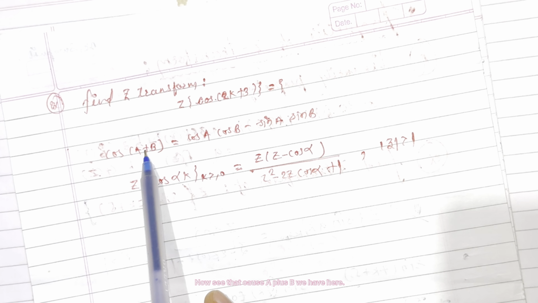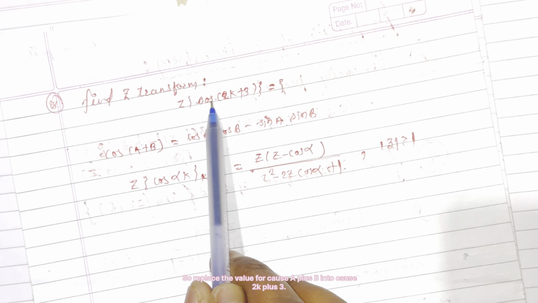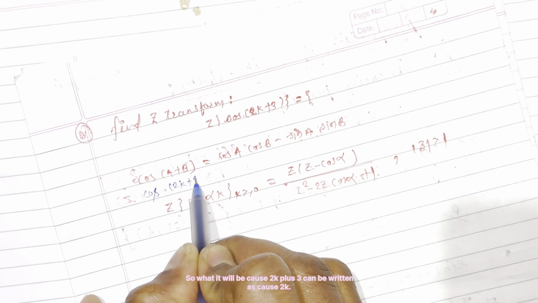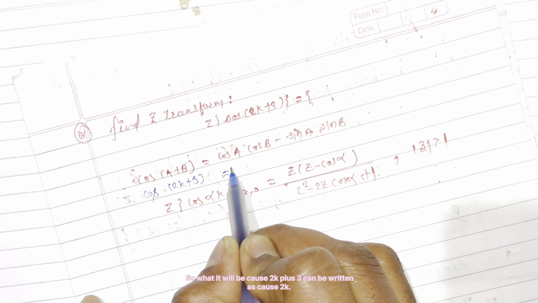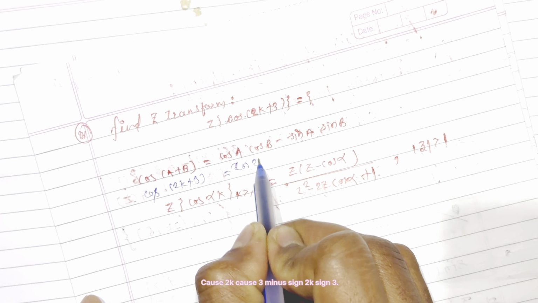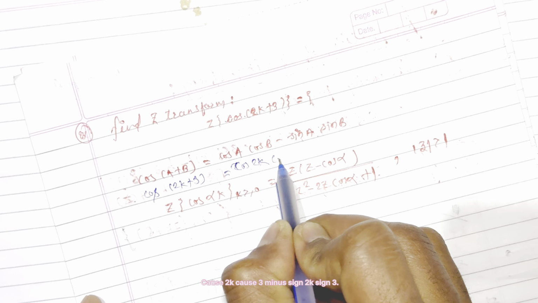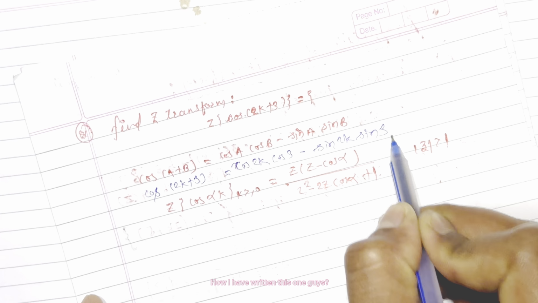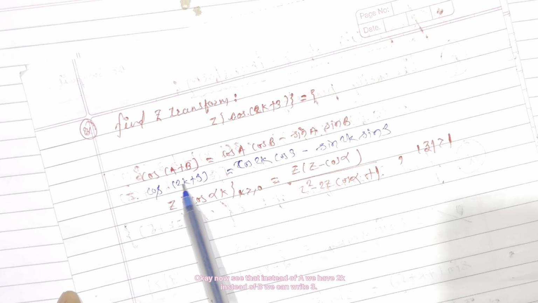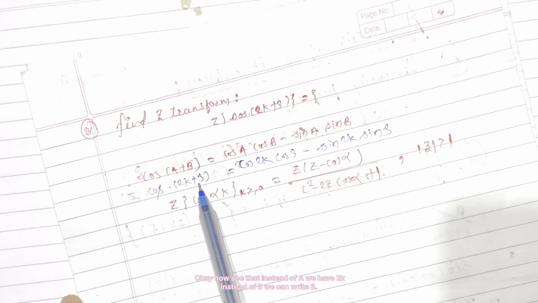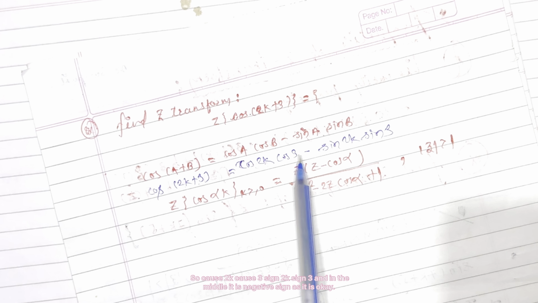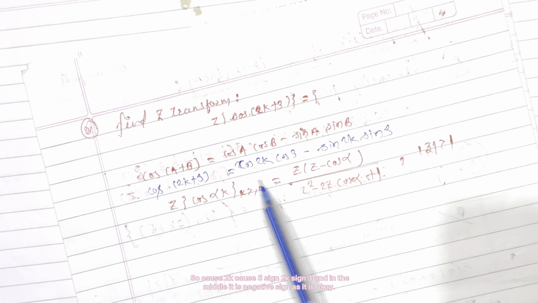Now see that we have cos(a + b) here, so replace the value for cos(a + b) into cos(2k + 3). Cos(2k + 3) can be written as cos 2k cos 3 minus sin 2k sin 3. How have I written this one, guys? Instead of a we have 2k, instead of b we write 3. So cos 2k cos 3, and in the middle it is a negative sign as it is.